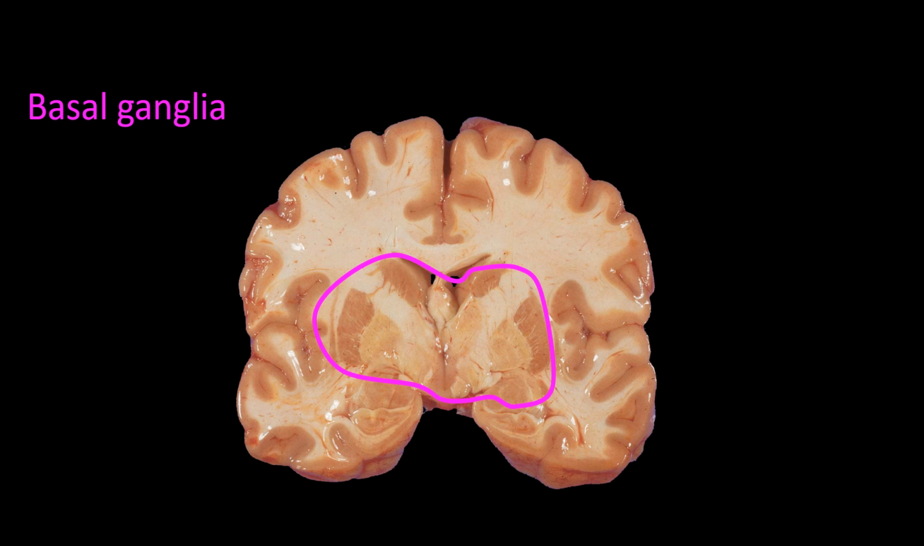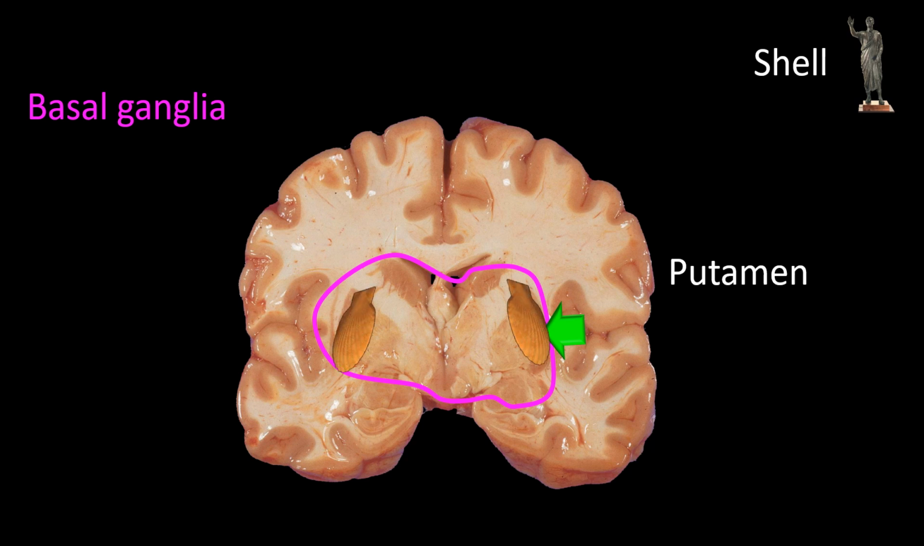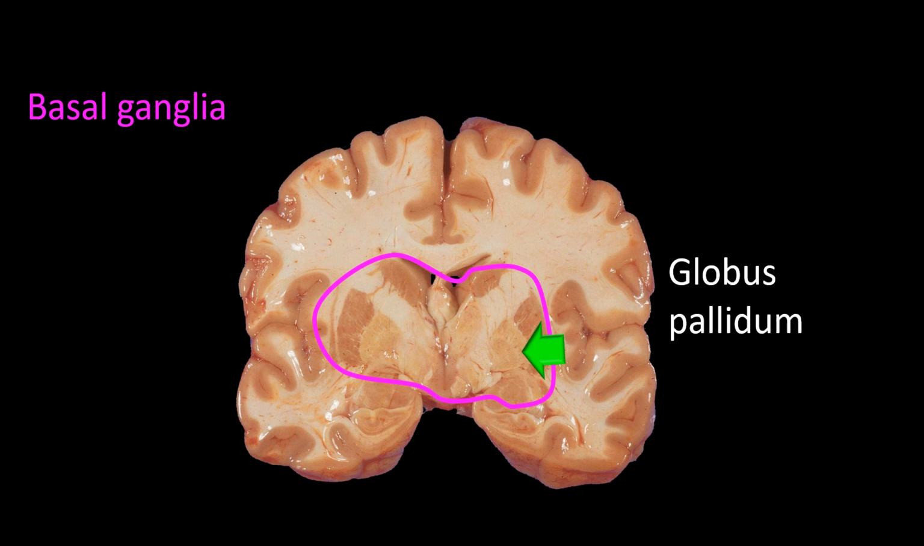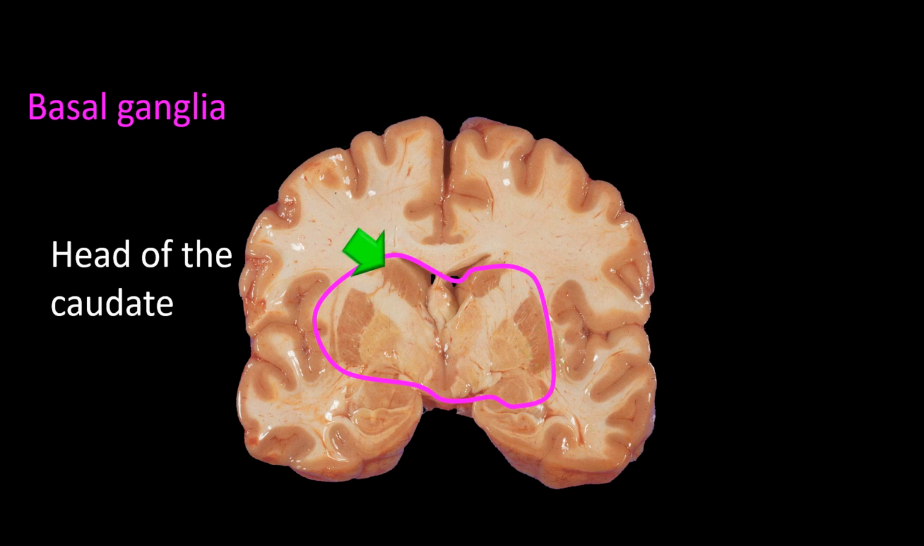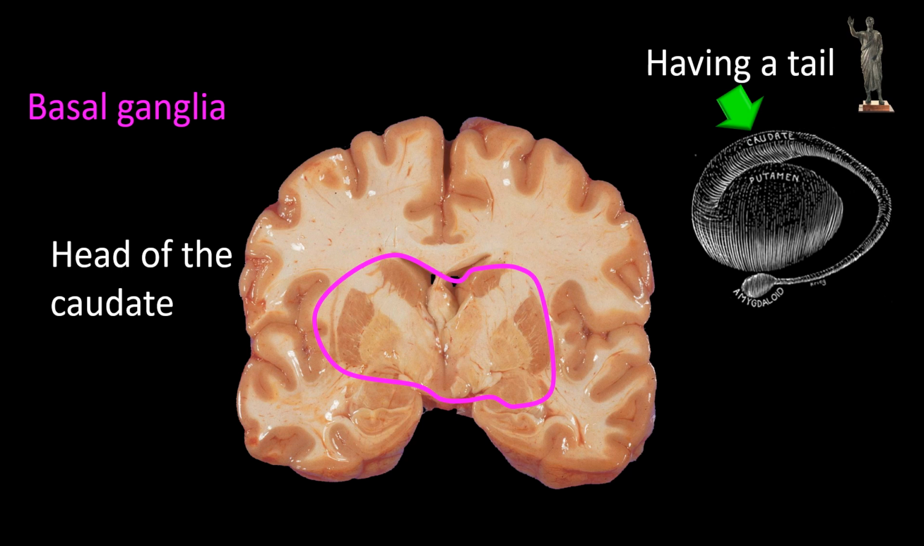The main components of the basal ganglia are the putamen, which means the shell, because someone thought they looked like shells, the globus pallidus, which means the pale ball, and the head of the caudate, which means the one with the tail. And indeed, as you can see in this representation, the caudate has a tail.